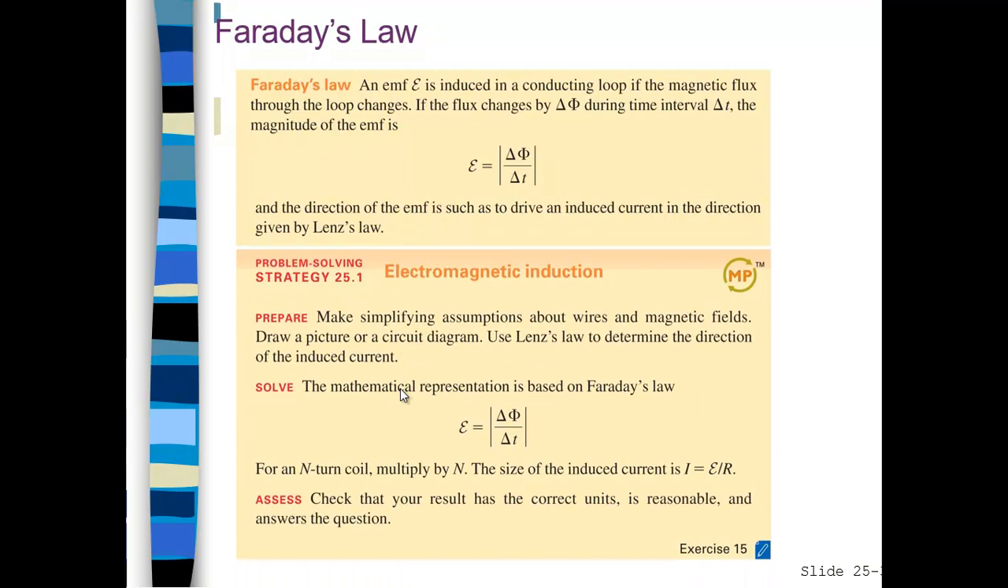Okay, so first we use Lenz's law to determine the direction of the induced current. Then we use a mathematical representation of our magnetic flux over time, which is delta phi over delta t. And then if we have an N turn coil, say we have multiple turns in our coil, then that will give us a higher value of E, our electromotive force. And then the size of our induced current, I, is just E divided by the resistance in the coil.